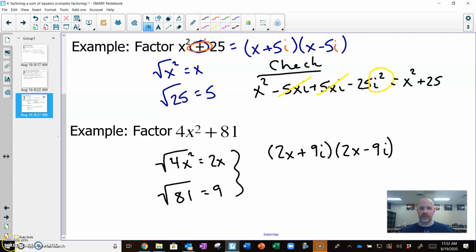Just remember that factoring the sum of squares is almost the same as factoring the difference of squares. All you got to remember is that it's going to involve an imaginary number as well.